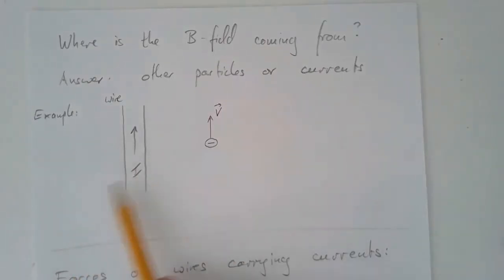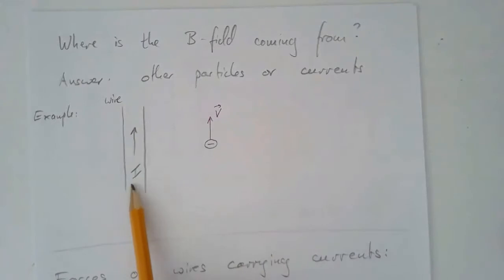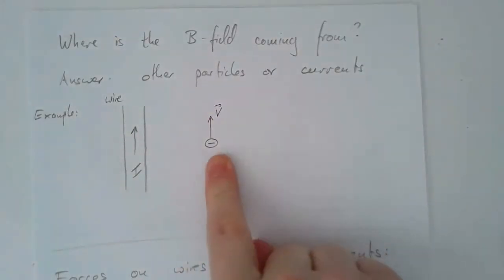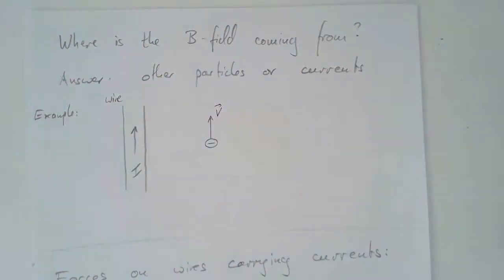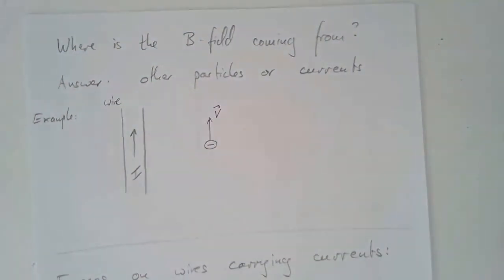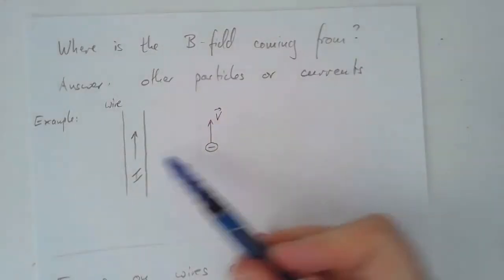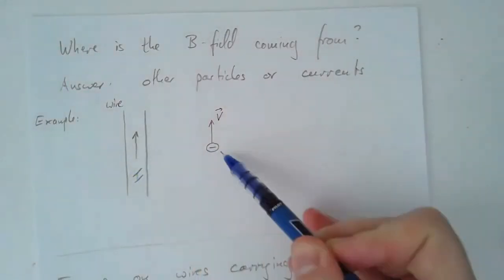So here's an example where I include both. Take the following. I've got a current up in a wire. Next to it, there's a negatively charged particle that's right now moving up. At this very instant, I take a snapshot and I see that right now the velocity is up. What effect does this current have on that particle?